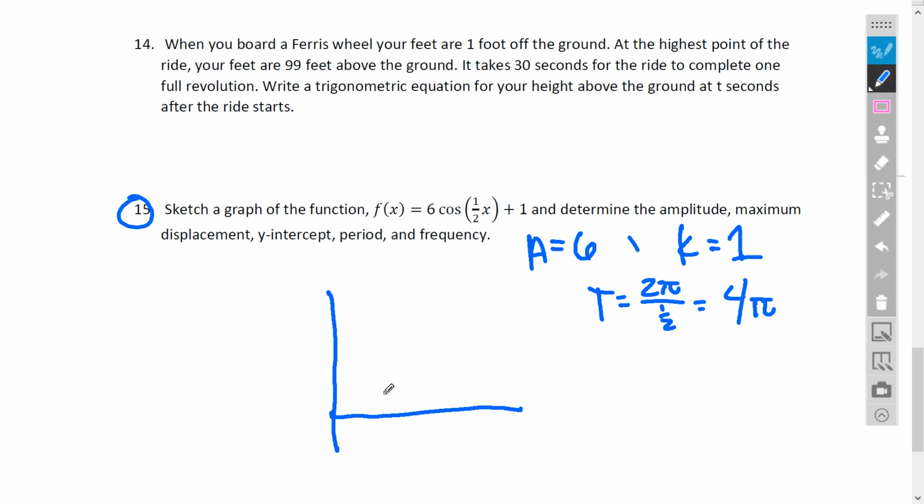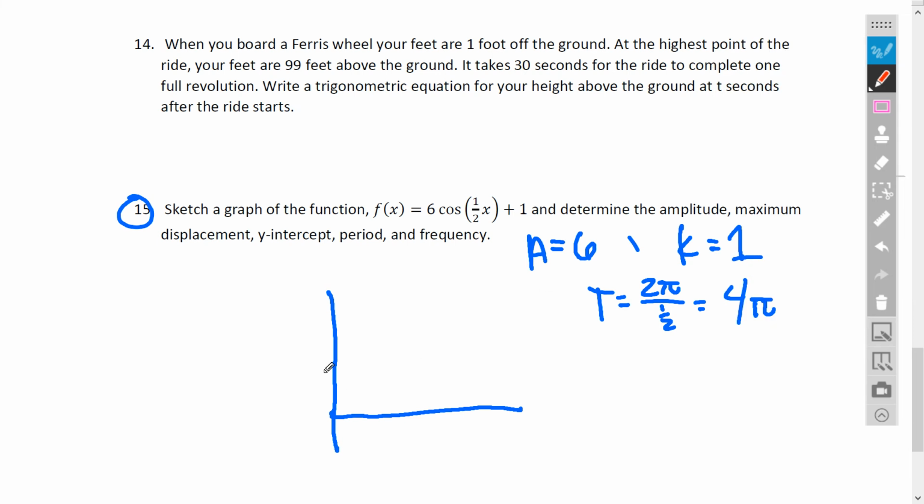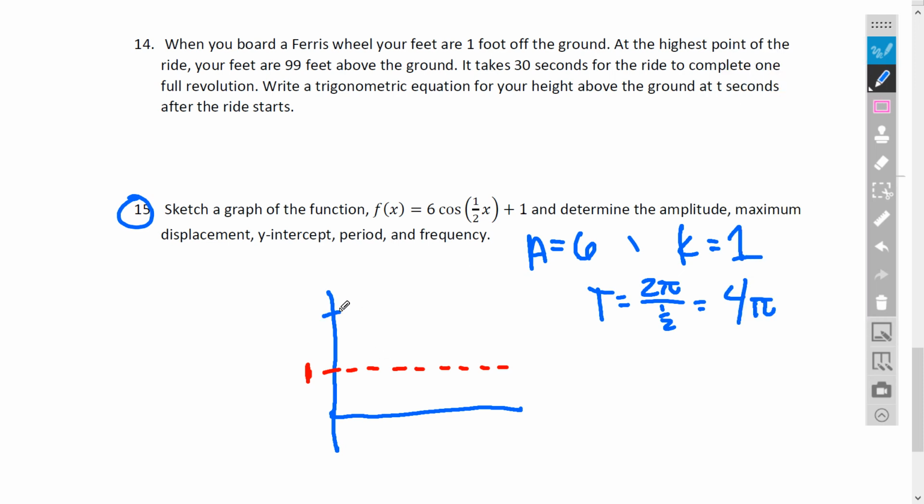Okay, so since it's been shifted up 1, the midline is now going to be at 1. So we'll say this is 1, it's our midline. Now the amplitude is 6, so it's going to be oscillating 6 above this, which is at 7, and 6 below this, which is at -5. It's going to be oscillating between these 2 points. Remember, it starts at the maximum, so up here.